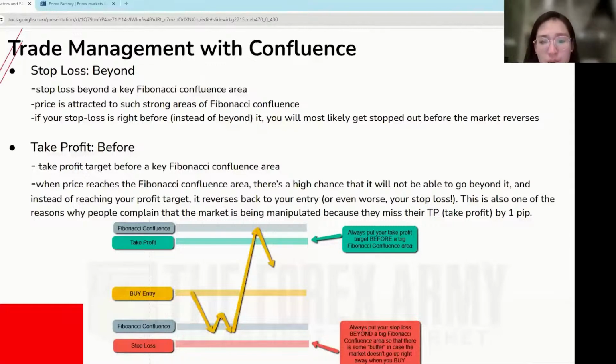Okay, and as for your take profit, we recommend you place it before any key levels. The reason for this is that when price reaches the Fibonacci confluence area, there's a high chance that it won't be able to go beyond it, and instead of reaching your profit target, it reverses back to your entry, or even worse, your stop loss. So that's also one of the reasons why people complain that the market is being manipulated, because they missed the take profit by one pip.